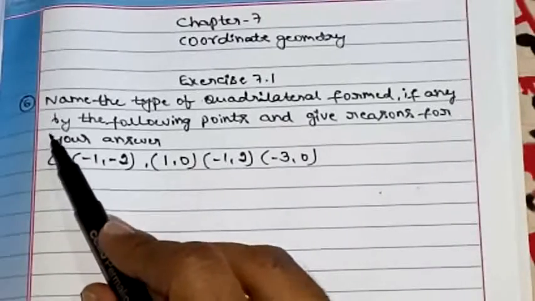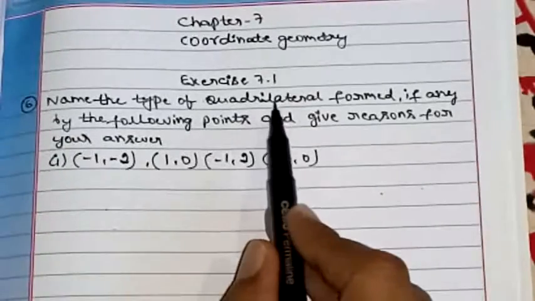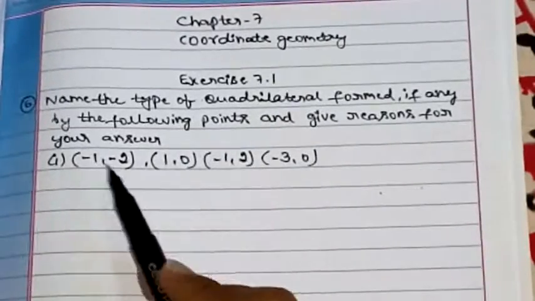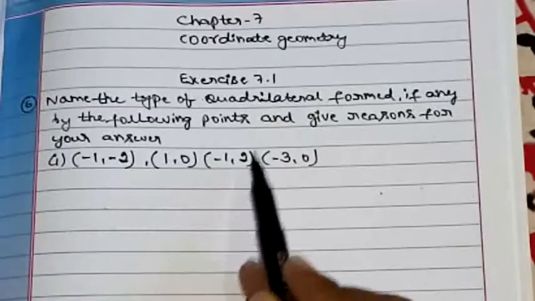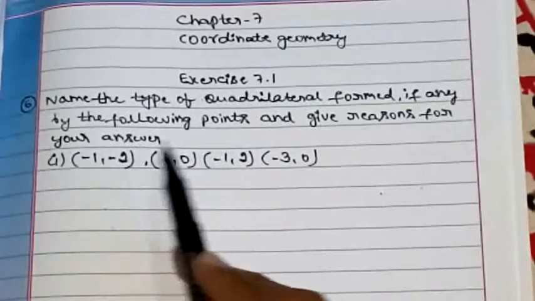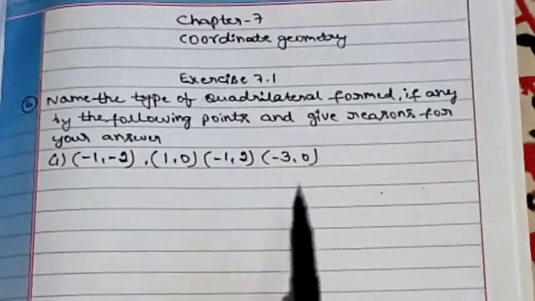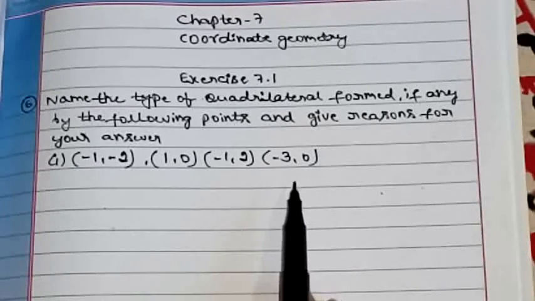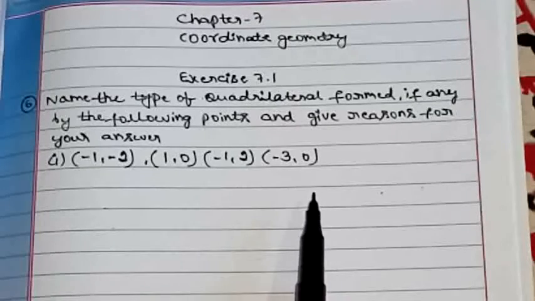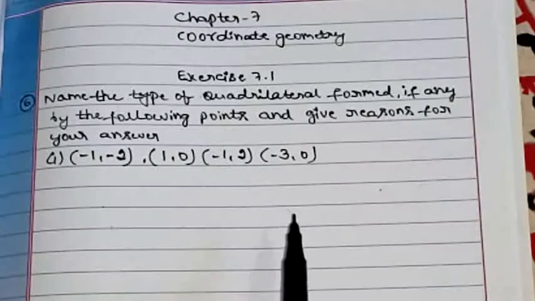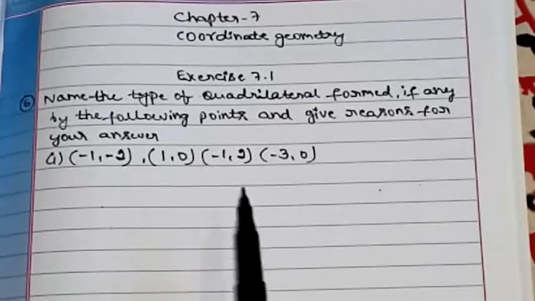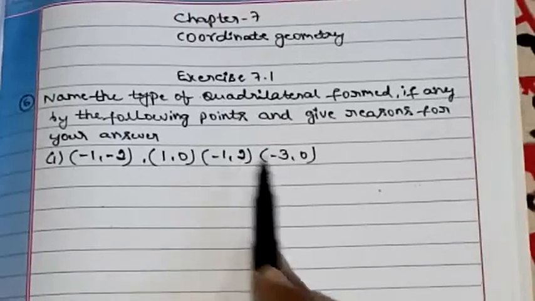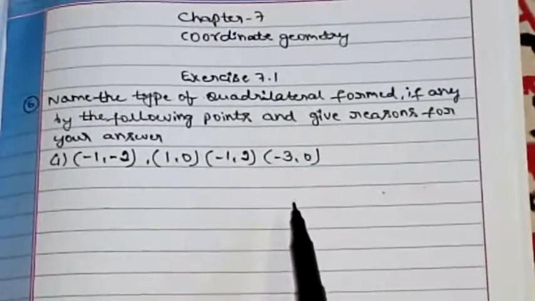So in today's video, we will learn chapter number 7, coordinate geometry, exercise 7.1, the sixth question. The question is, name the type of quadrilateral formed, if any, by the following points. They have given the points, and give reasons for your answer. Now how will you say which type of quadrilateral is formed? The same steps you applied in the fifth problem, you need to apply here also, and you can check which type of quadrilateral it is.